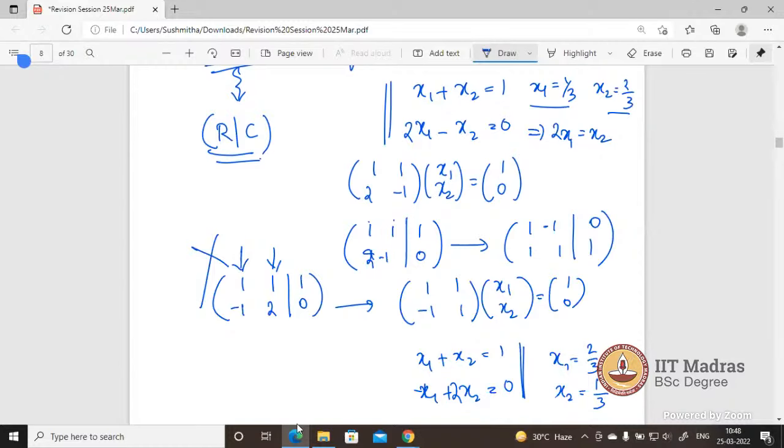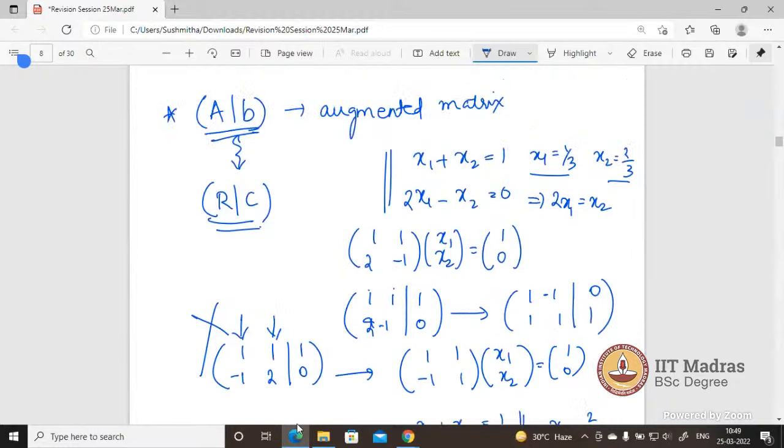So you're allowed to do only row operations, and this is the reason why. You don't want to disturb the coefficients of the variables, but you're allowed to change the order of the equations in which they appear. So you can interchange two rows, you can multiply a row with a scalar and add it to another row, and you can multiply a row by a scalar.